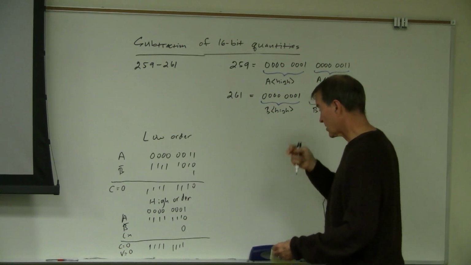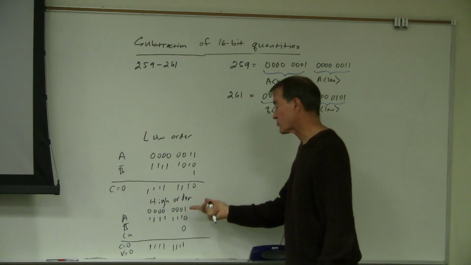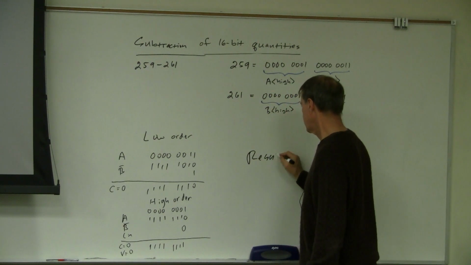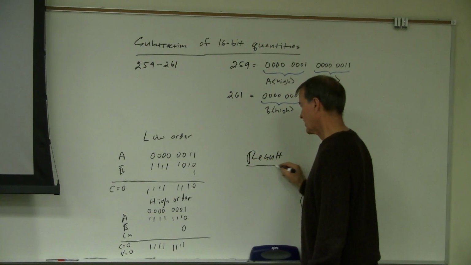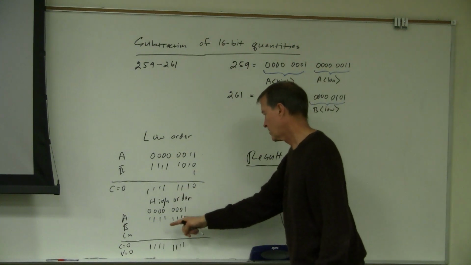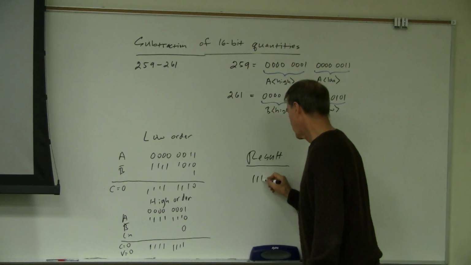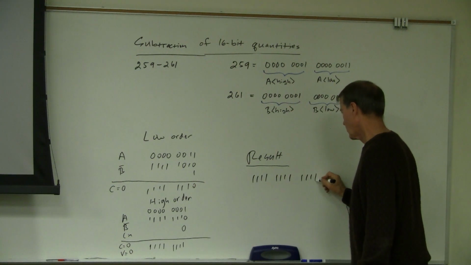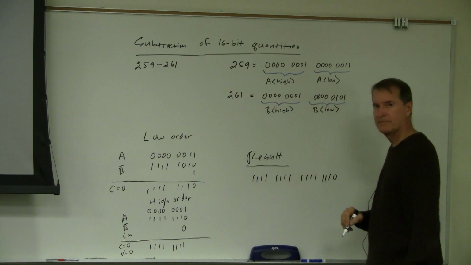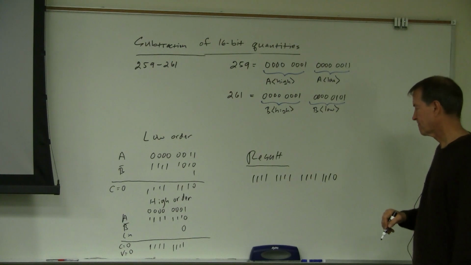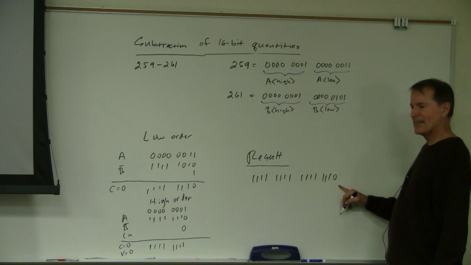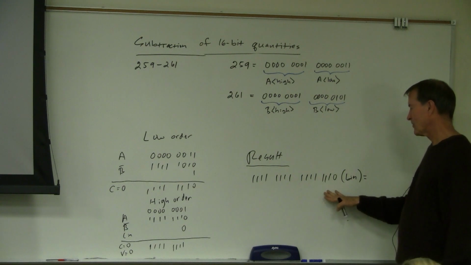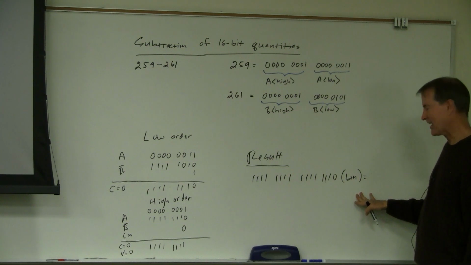So what is the result? The result is stringing them together, right? So the result then is the high order, 1, 1, 1, 1, 1, 1, 1, 1, and then 1, 1, 1, 1, 1, 1, 1, 0. Are you with me? What number is this? This is binary. Oh, -2. It's -2.